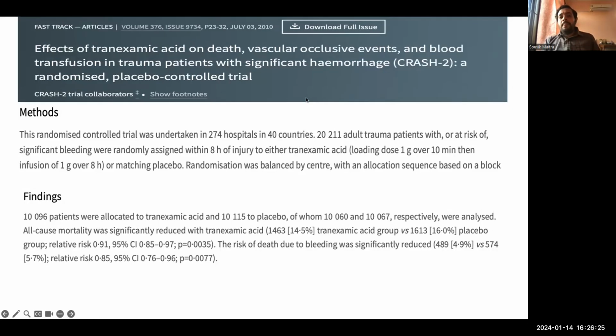Next, the CRASH 2 trial. Probably many of us are aware of this. This is also a large randomized controlled trial conducted in trauma patients who were bleeding or at risk of bleeding. The tranexamic acid loading was used within 8 hours of injury. The risk of death due to bleeding was significantly reduced, and simultaneously the all-cause mortality. Interestingly, the all-cause mortality was also significantly reduced with tranexamic acid in trauma patients with bleeding or at the risk of bleeding.